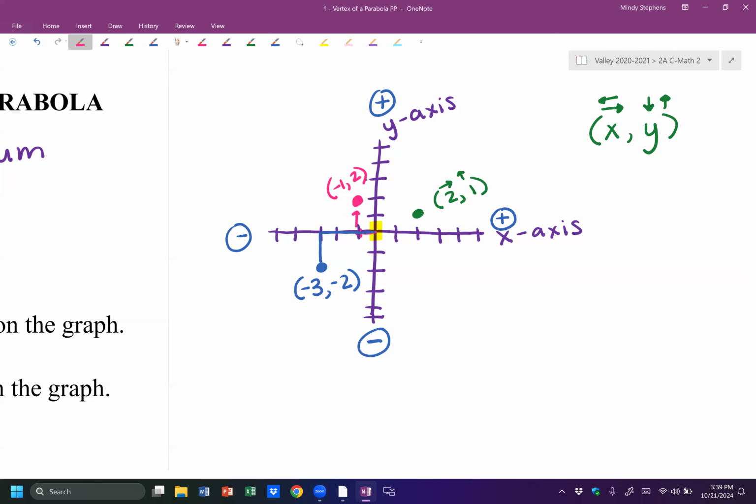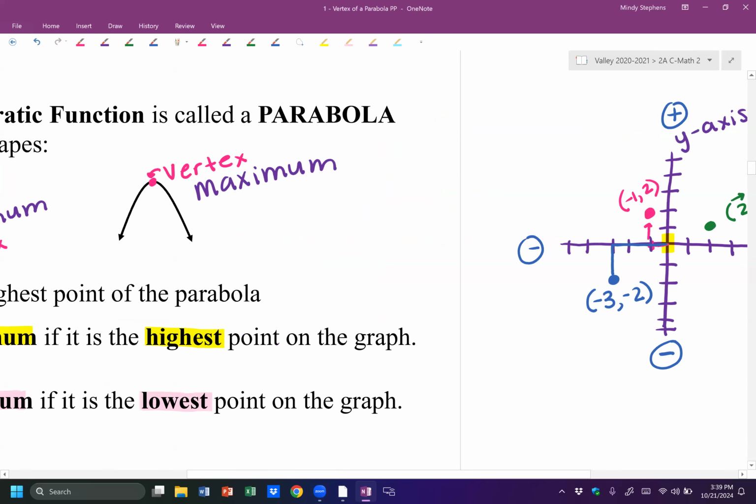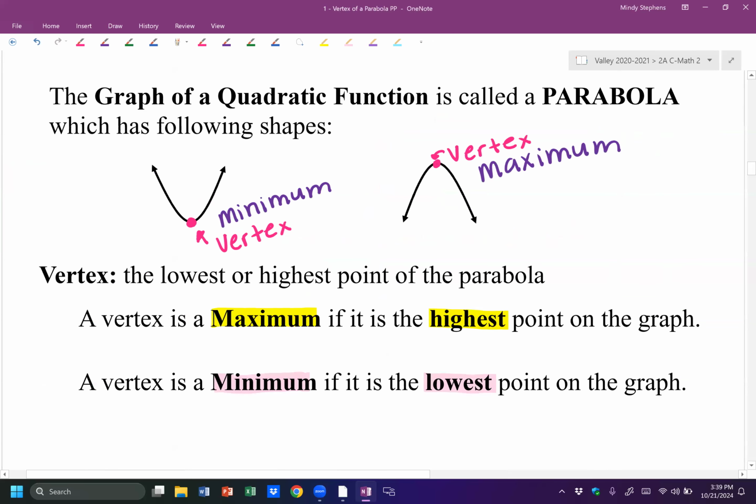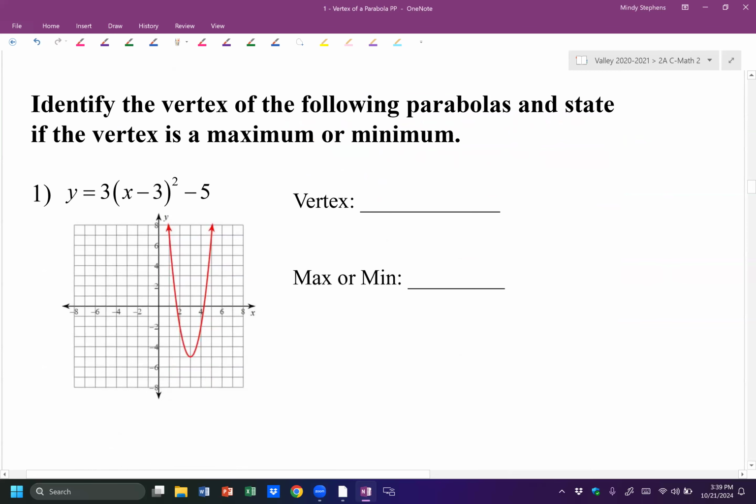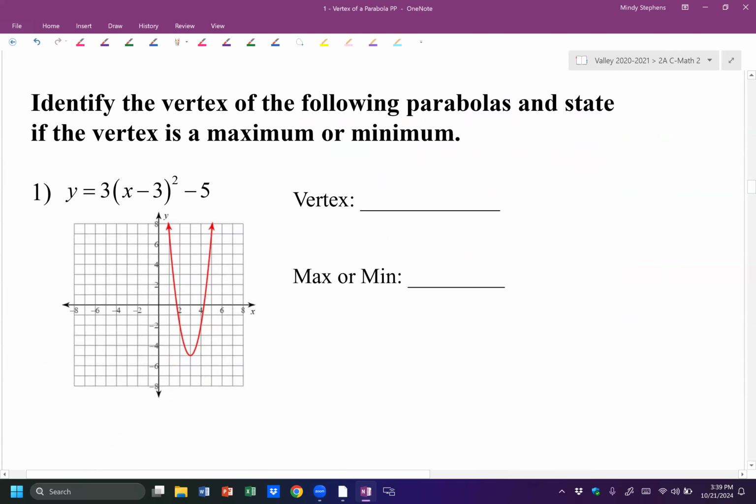So that's the first thing we're going to be doing with the parabolas today, naming the vertex using an ordered pair. Then we're going to just state if it is a maximum or a minimum. So let's go to number 1 on your notes. The directions say identify the vertex of the following parabolas and state if the vertex is a maximum or minimum. So we're naming the vertex, then we're going to say if it's a maximum or a minimum. First thing you're going to do is just draw a dot where the vertex is. So you can see right here, that's my vertex.